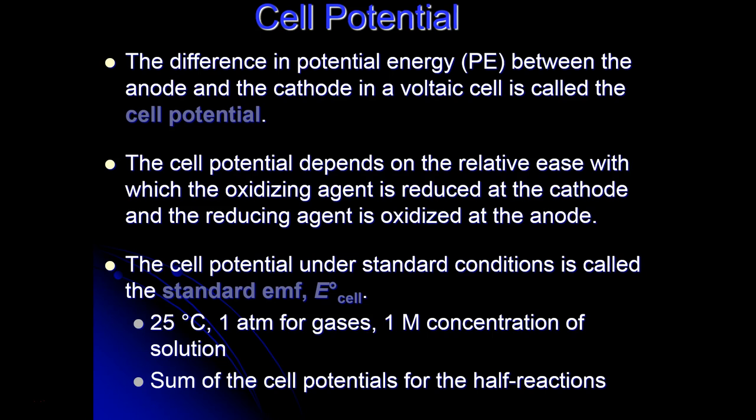So cell potential under standard conditions is called standard EMF, or E°cell, with that little degree symbol, because that symbol means you're at 25 degrees C, 1 atmosphere for gases, and 1 molar concentration. Now, the sum of the cell potentials for the half reactions is going to tell us quite a bit. This is going to be your E°cell.